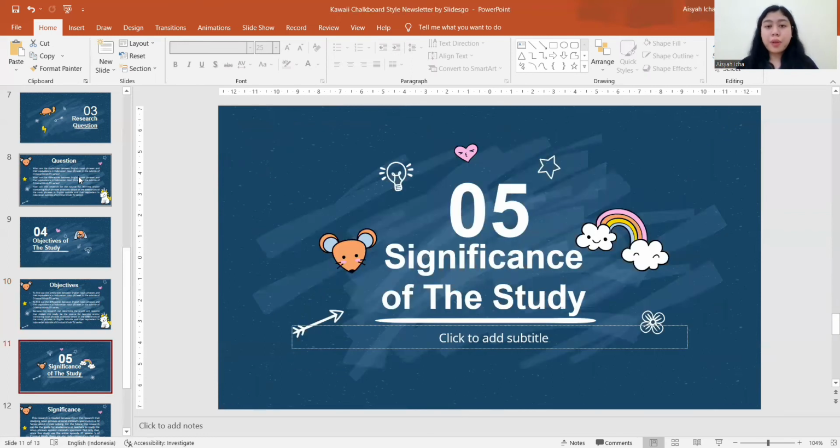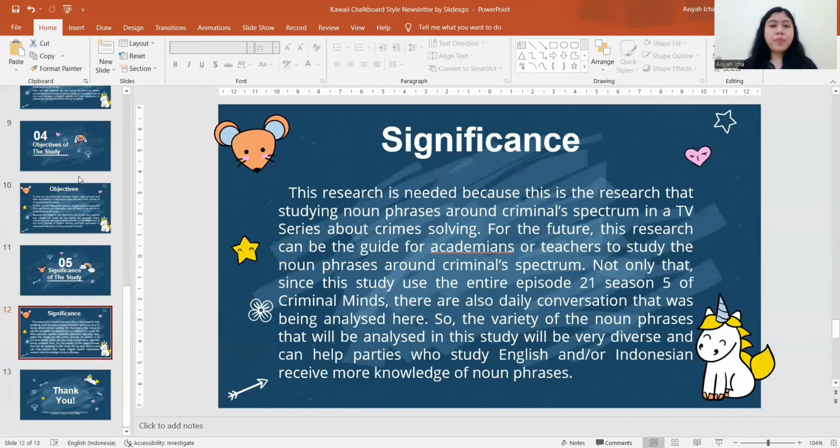The last one, or the fifth, is the significance of the study. The significance of the study is the reason why this exact study is important for the academic future. So this research is needed because this is the research that studies noun phrases, not only from the daily conversation, but also from the criminal spectrums in Criminal Minds TV series.